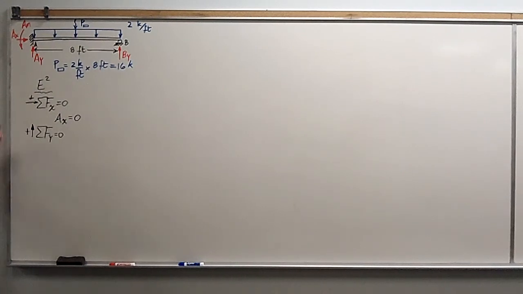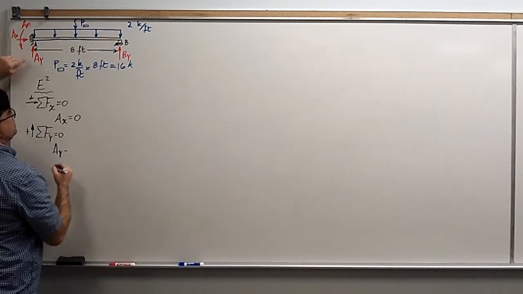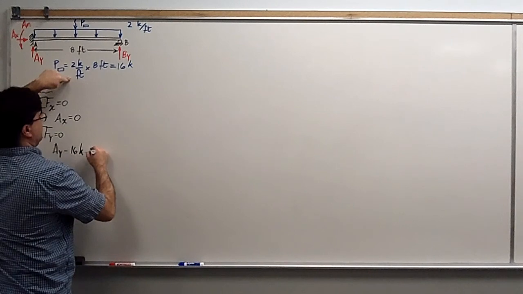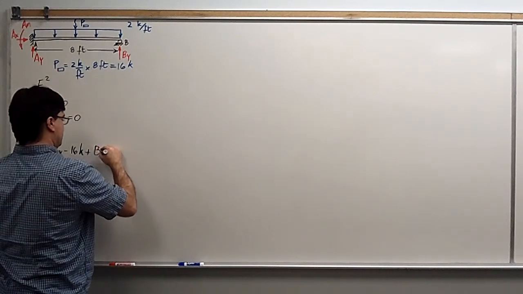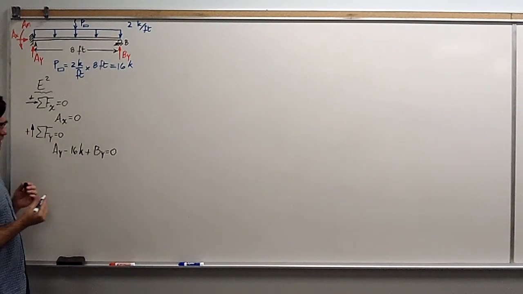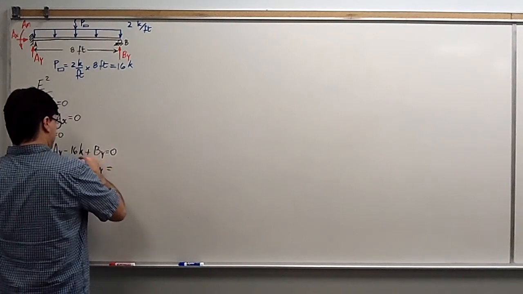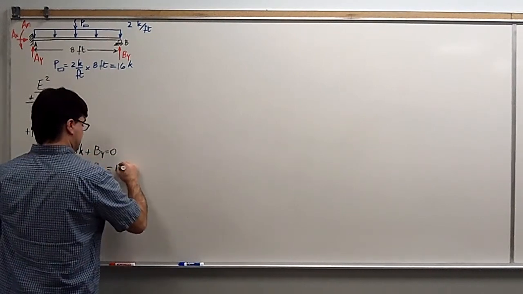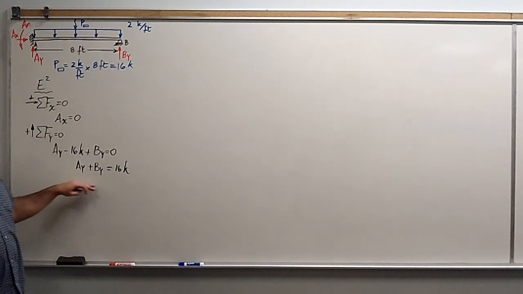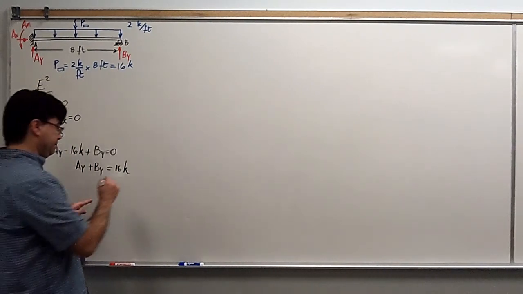And what I get from that is that AY minus this force plus BY equals 0. Or written in a slightly nicer form, AY plus BY equals 16 kips. Now I can't do anything else with this equation, so I'm going to park it and call it equation 1.